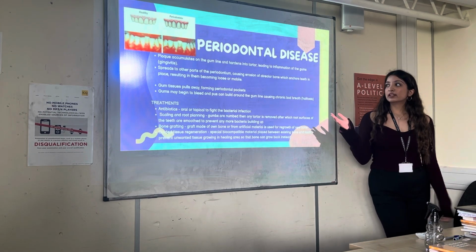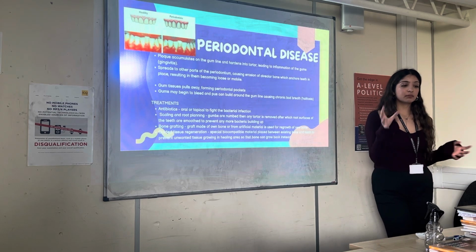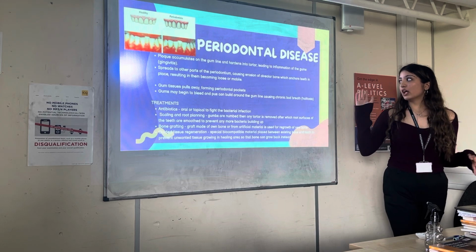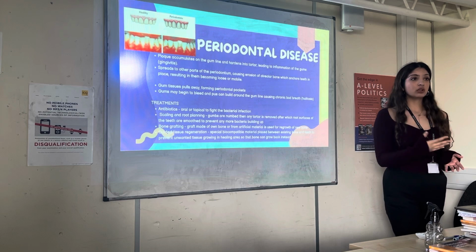Eventually the inflammation spreads to other parts of the periodontium, which is a group of tissues that anchor the teeth in their place, and that causes the alveolar bone to erode, which results in teeth becoming loose or mobile, which is why teeth fall out.